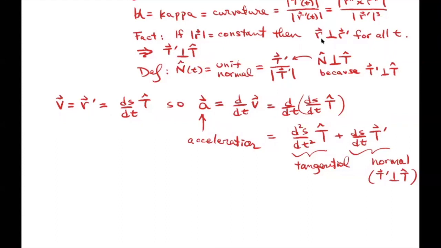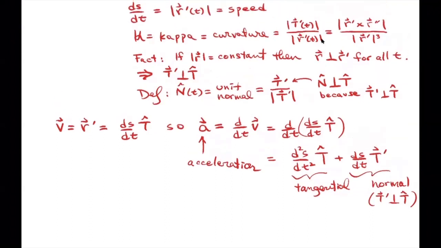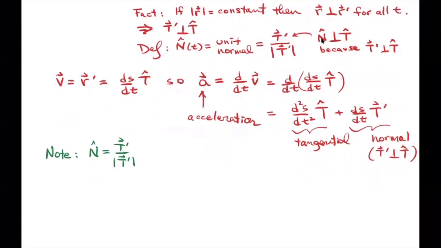Okay, so I want to break this down just a little bit more, because what I want is to replace this t prime here with a normal component. So if you look back here, maybe let's do a note on the side that n is t prime over the magnitude of t prime. So t prime is the magnitude of t prime times n.